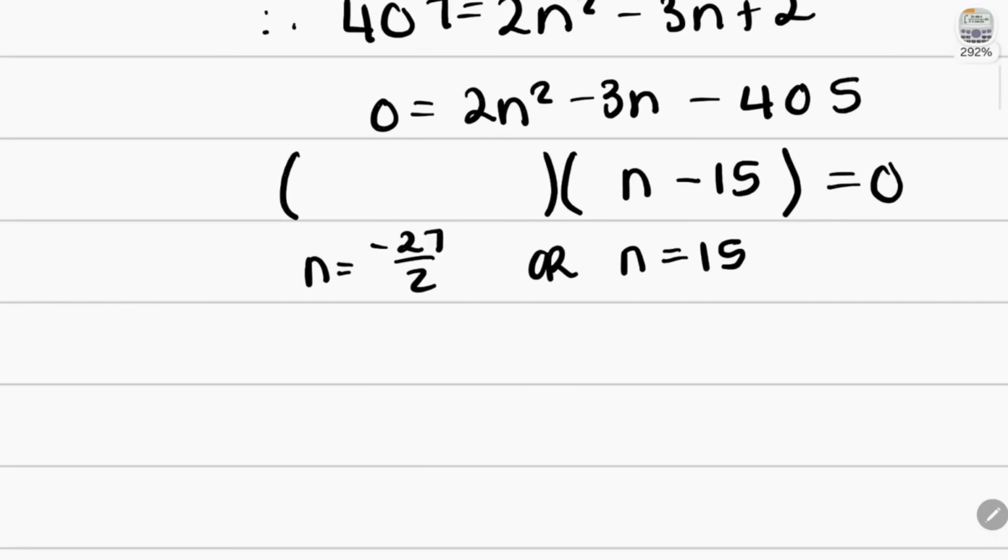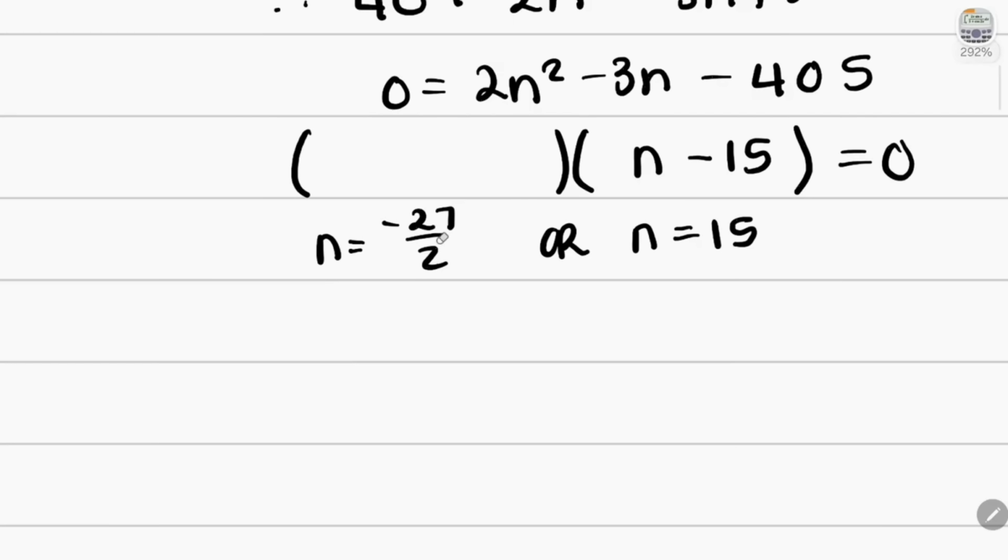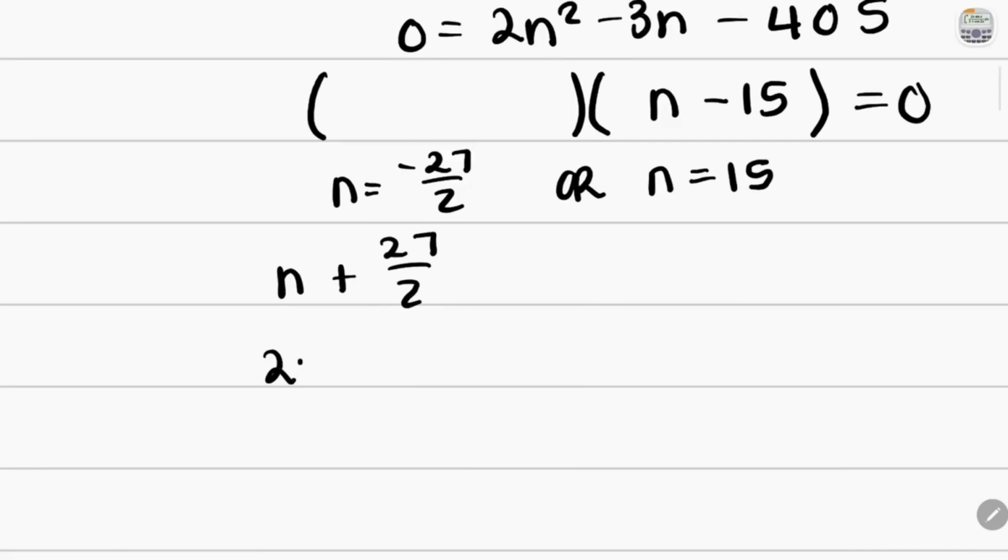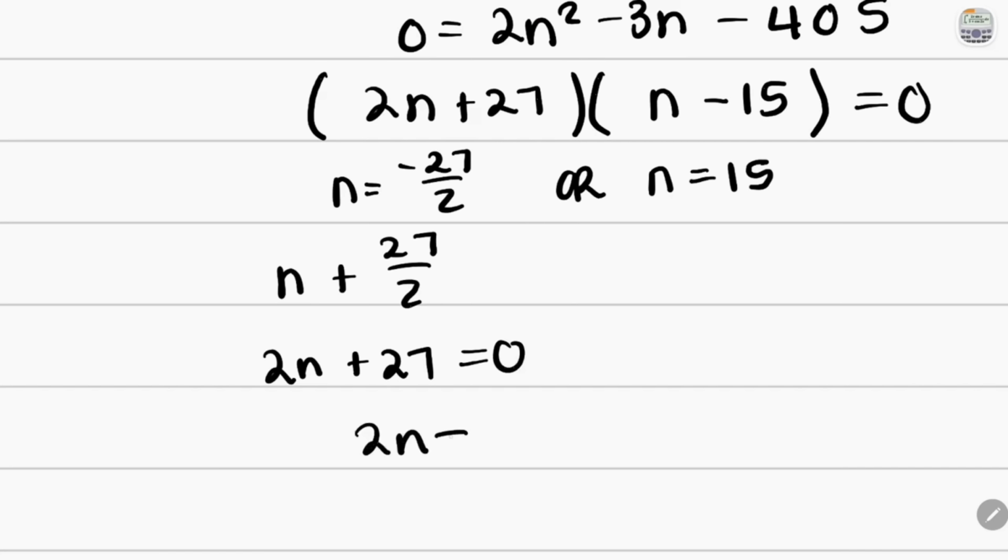And what that means is that your factor was, you must have transposed that to get n plus 27 over 2. But then the 2 was in front of the n. So it was 2n plus 27. Okay, if you had 2n plus 27 and you said it was equal to 0, you see how you would have needed to transpose the 27 and then divide both hand sides by 2, leading to negative 27 over 2. Okay, so those are our factors, those are our answers.